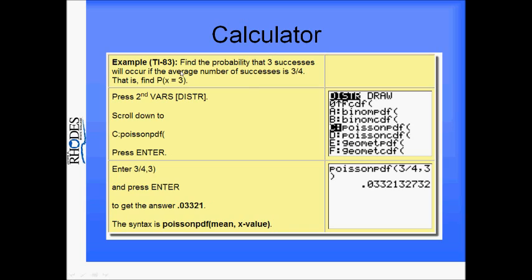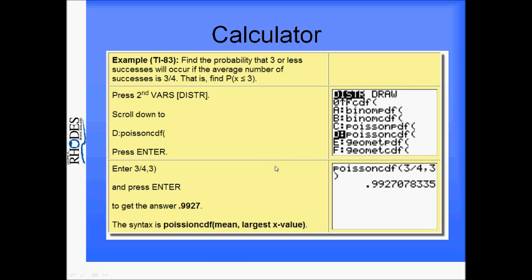Okay, so on the calculator, when you use this, find the probability of successes that will occur if the average number of successes is 3 out of 4. So our lambda is 3 out of 4. You go in, do your distribution here, scroll down to Poisson PDF. You type in the 3 out of 4 as your lambda, that's your average rate, then a comma, and then your 3, because that's the probability of 3 successes, and it's exactly 3. That's why it's PDF. So that probability is 0.0332.